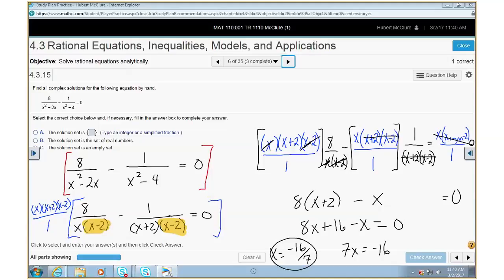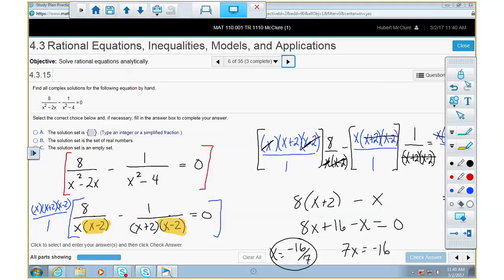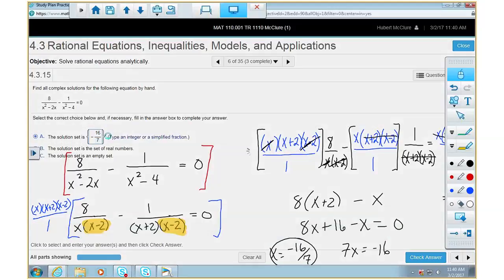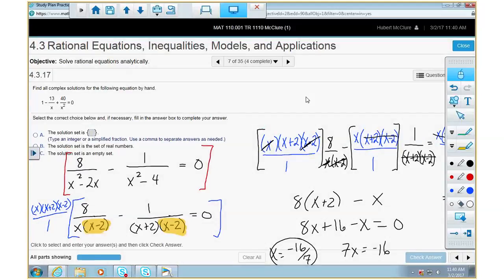Now that's a test question. Negative 16 over 7. And we feel good about ourselves. There's another test question. Do that one.